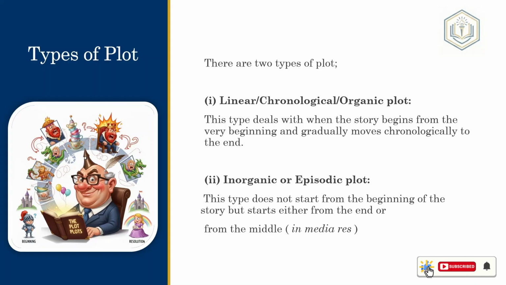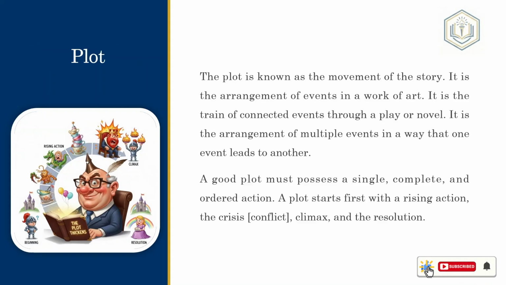So there are 2 types of plots. There is linear or chronological, otherwise known as organic plot. This type of plot deals with when the story begins from the very beginning and gradually moves chronologically to the end. Now, a linear plot is a plot that thickens. It starts from the beginning, that's exposition, then moves to rising action, then moves to climax, and then later moves to resolution, otherwise known as denouement. The denouement is spelled DENOUEMENT.